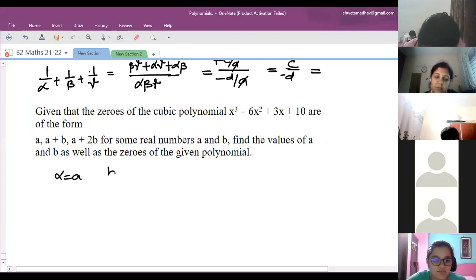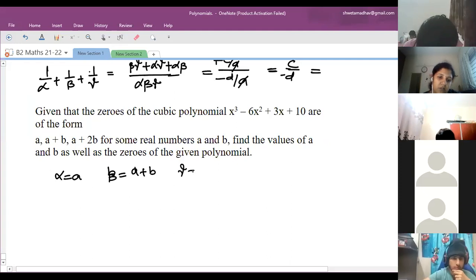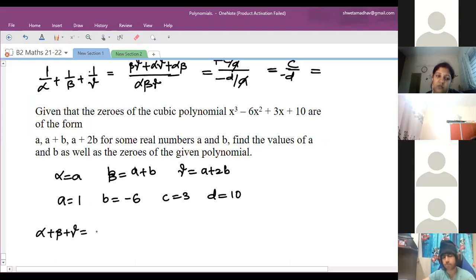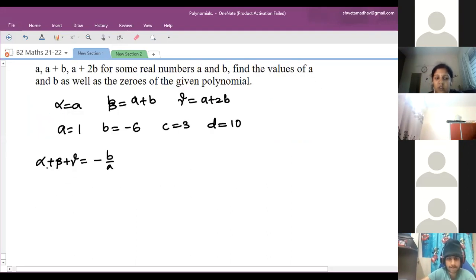Alpha is a, beta is a plus b, and gamma is a plus 2b. What is the value of a from the coefficients? a is 1, b is minus 6, c is 3 and d is 10. So we have to use only 2 relations, that is sum of the zeros and product of zeros. So sum of zeros is equal to minus b by a, right?